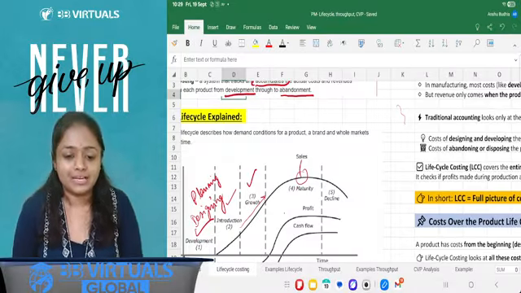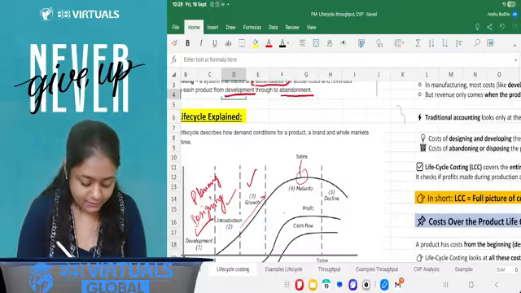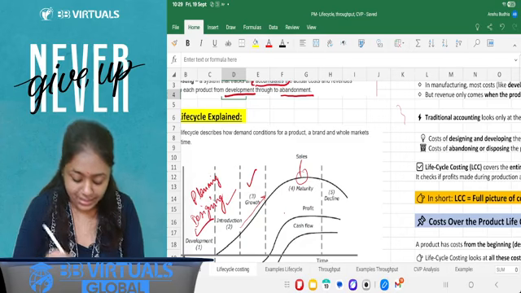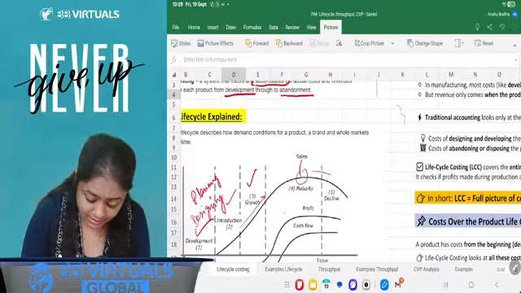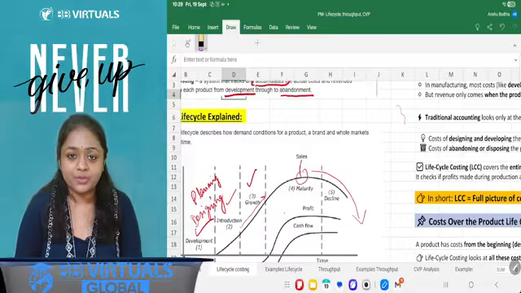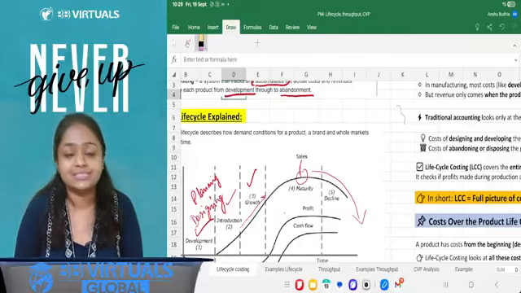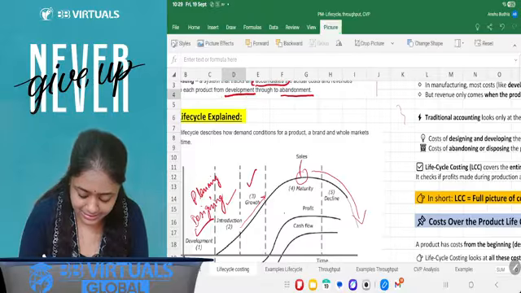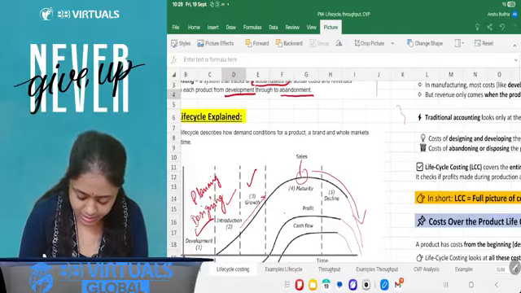Okay, so now let's continue further. So what we've understood here is the development phase, then the introduction phase, and then the growth phase and maturity phase. Now the sales are declining, so we have the declining phase. Sales are diminishing, sales are going down, and now finally there will be a time when the profits are going down, cash flow is going down.